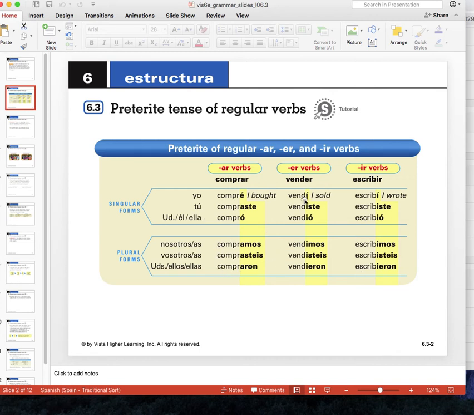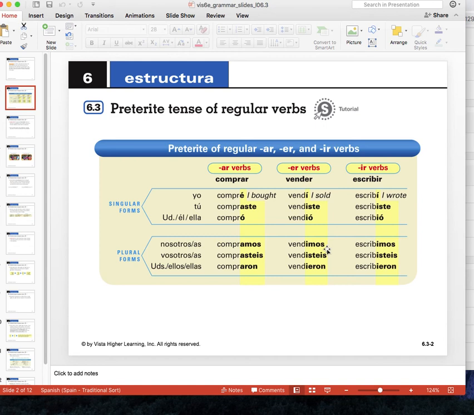For ER verbs, we also drop off the ending and we add an I with an accent. Vendí, I sold. Repita, yo vendí. Tú vendiste. You notice that instead of aste, the ending is iste. Usted, él, ella, repita, clase, vendió. So this also ends in an O with an accent, only there's an I included as well, whereas with compró, there was no I.